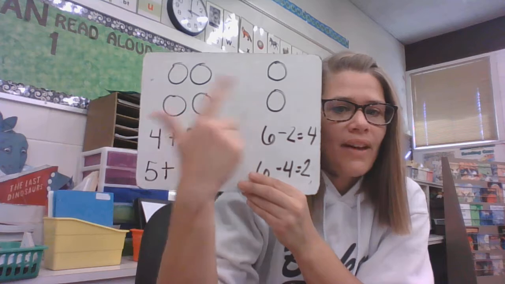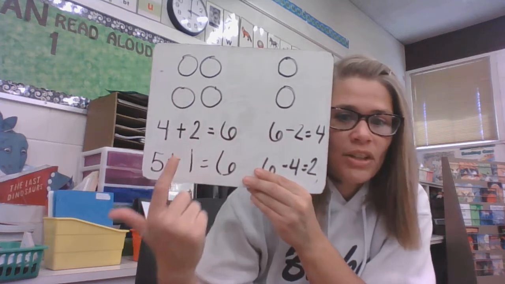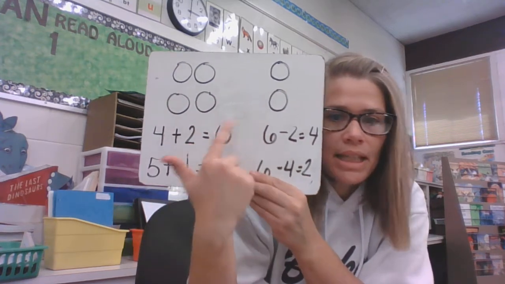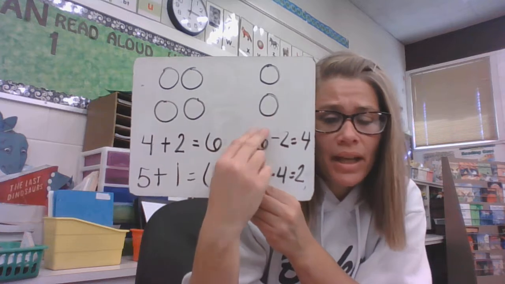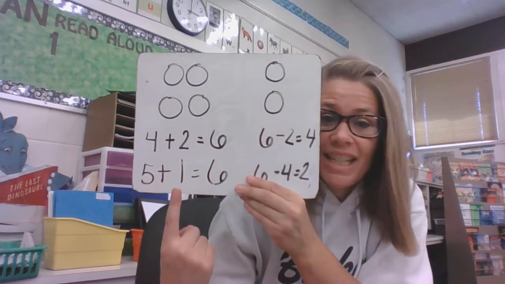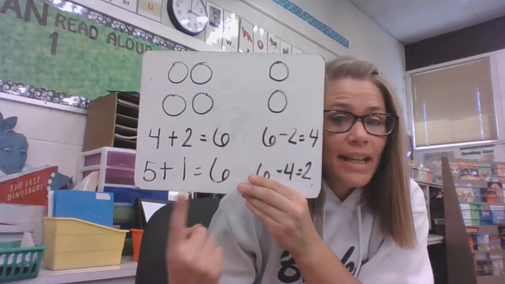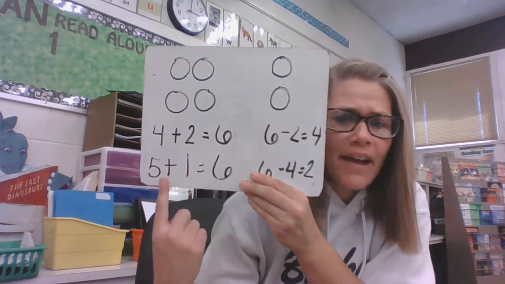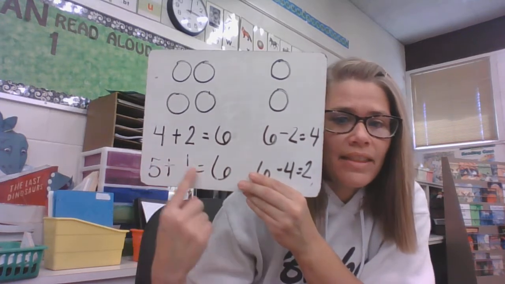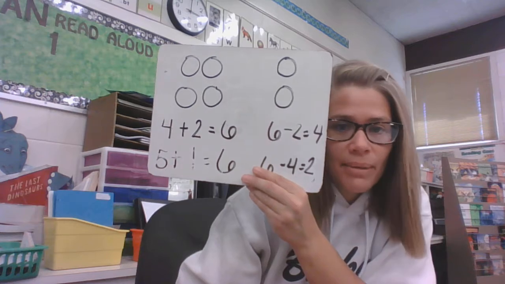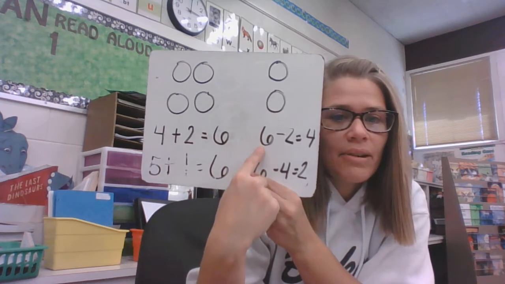Do I have a group of 5 up here? No. Do I have a group of 1 up here? I've got a group of 4 and a group of 2, but I do not have a group of 5 and I do not have just a group of 1. Yes, 6 was part of my family, but 5 and 1 are not, so that's why this one does not belong with my family. Let's look at this for my takeaways.